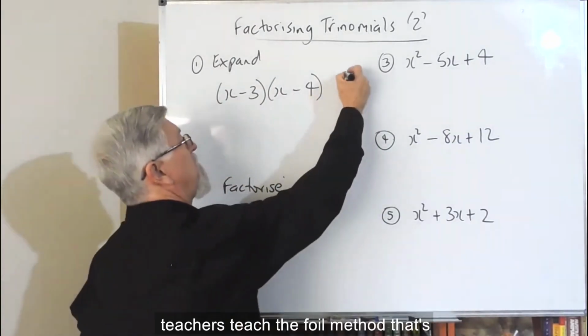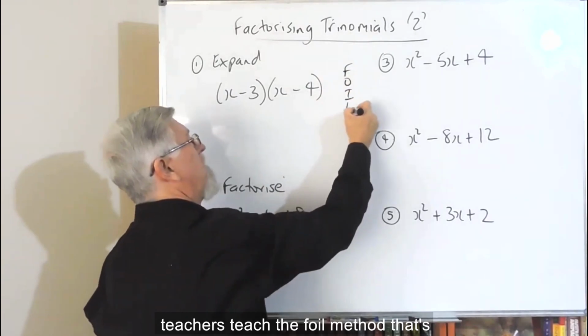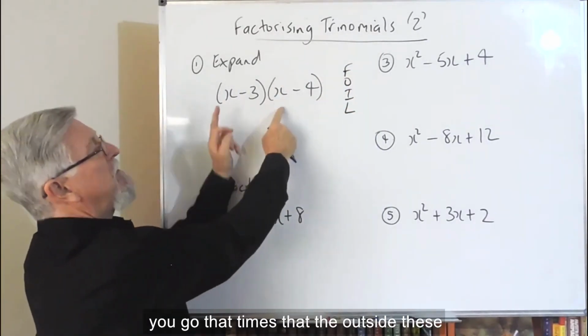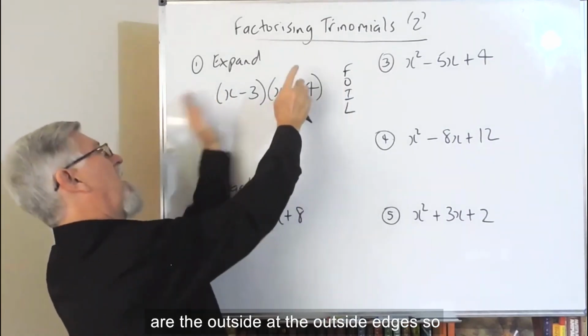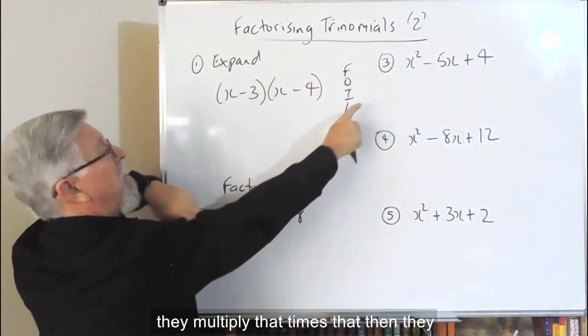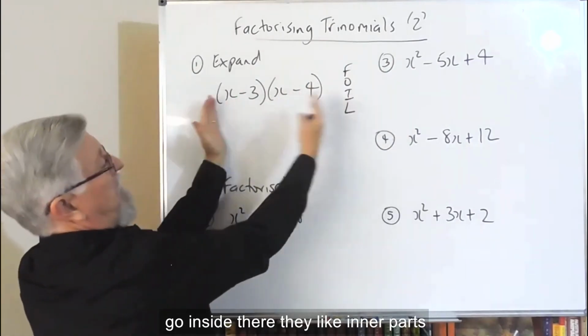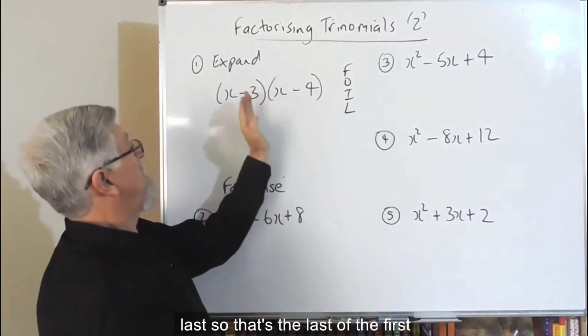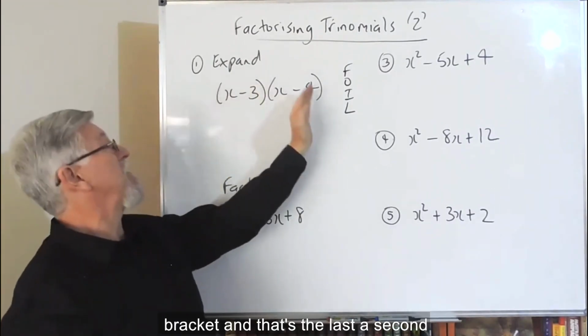Keep talking about how some teachers teach the FOIL method. That's when you use the first from each bracket, you go that times that. Then the outside, they're the outside edges, so they multiply that times that. Then they go the inside, the inner parts, that times that. And they talk about last. So that's the last of the first bracket and the last of the second bracket.